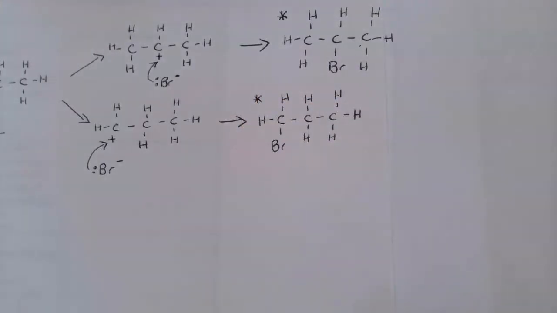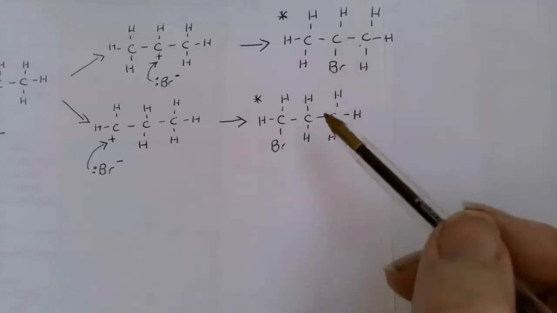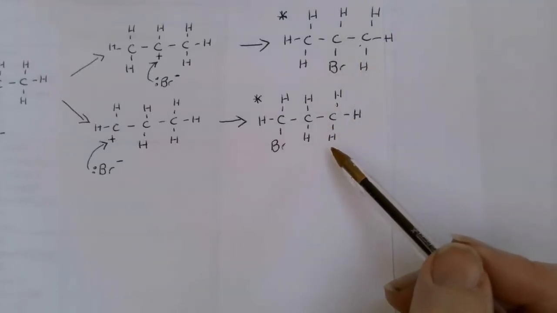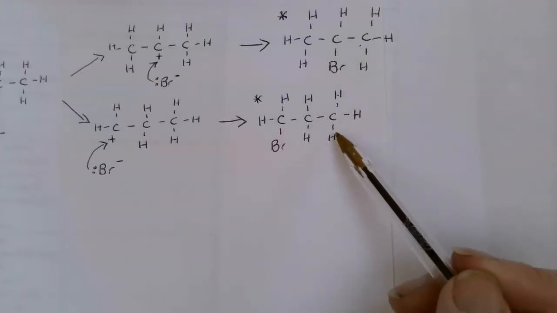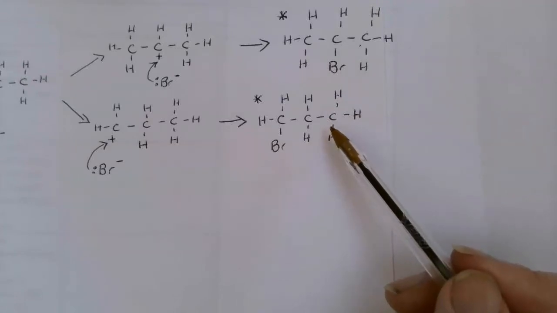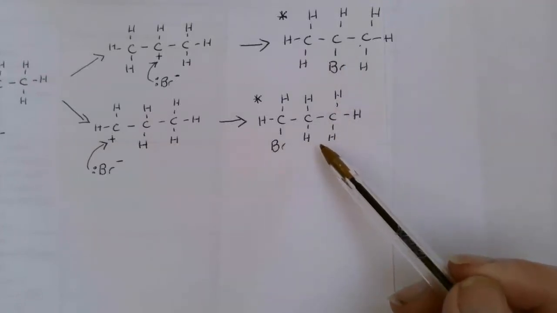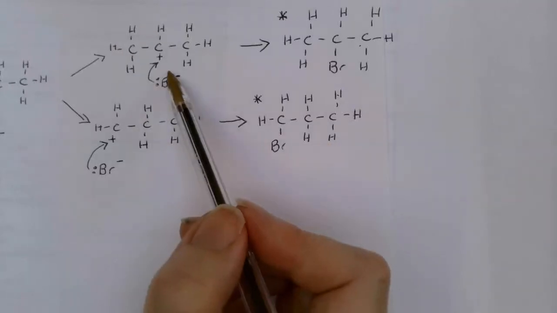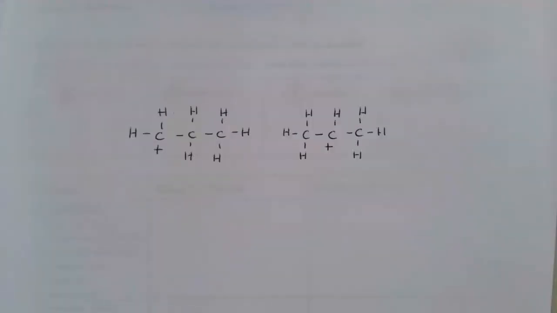We need to understand why we end up with more 2-bromopropane than we do 1-bromopropane. Now, both of the halogenoalkanes, both 1-bromo and 2-bromo, are equally as stable as each other. So the reason we end up with more 2-bromo than 1-bromo comes back to this step. It comes back to the stability of the carbocations. So let's look at these carbocations in a little bit more detail.